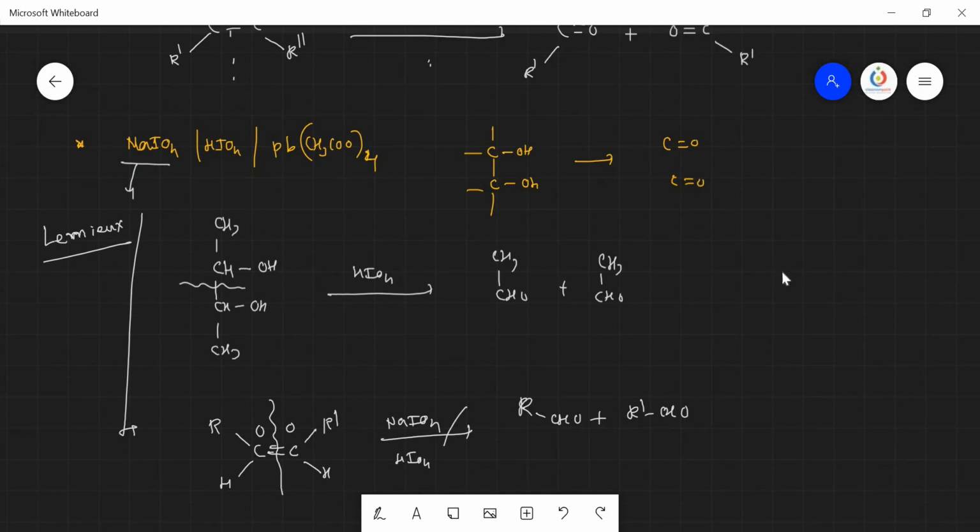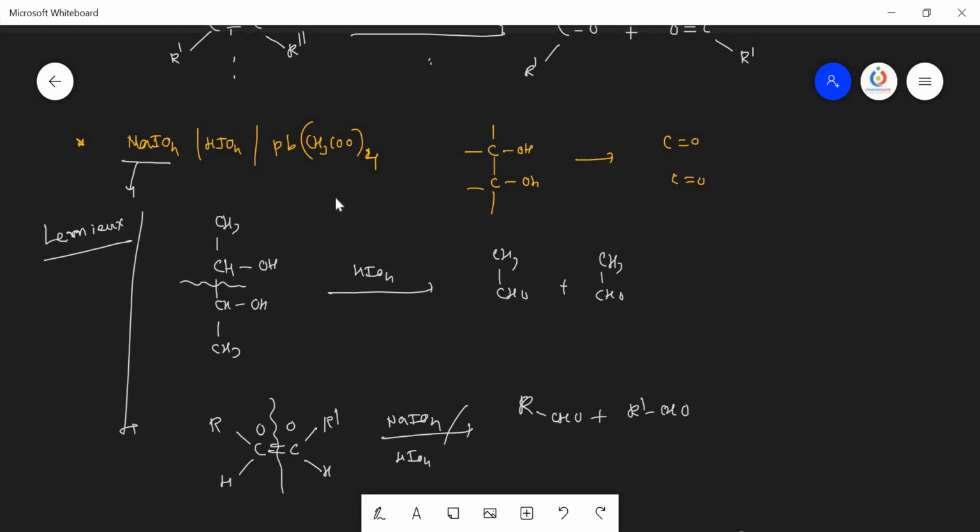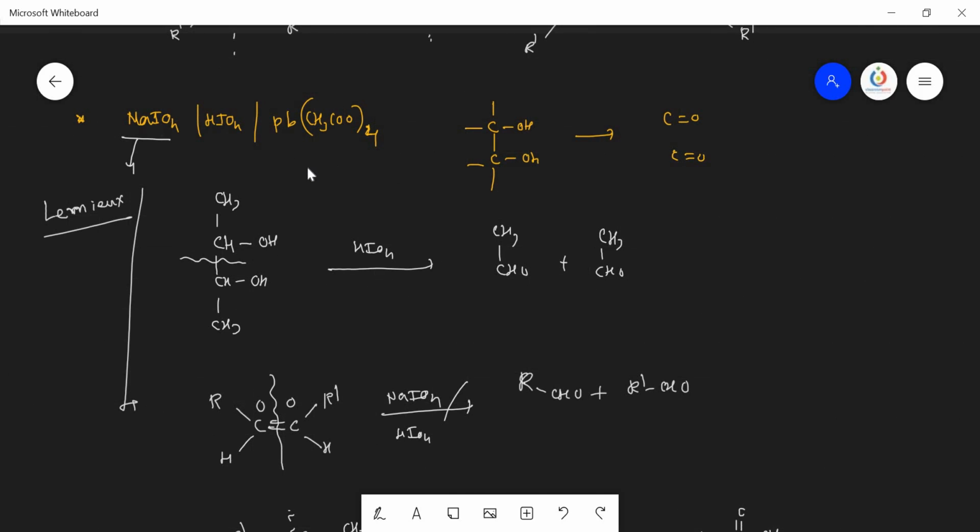Apart from that, there is one more oxidizing agent, that is NaIO4 or periodic acid or lead tetraacetate. In this, NaIO4 or HIO4 is called Malaprade reagent, and not lead tetraacetate. The use of these reagents is that they convert diols to carbonyl compounds. Diols in the sense of glycols.